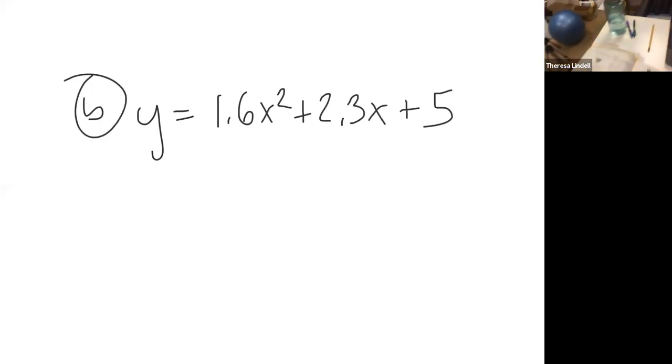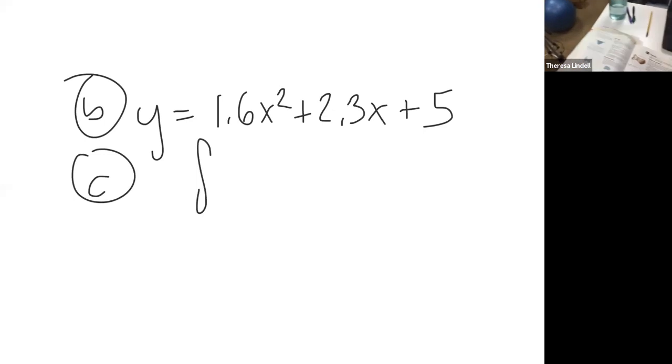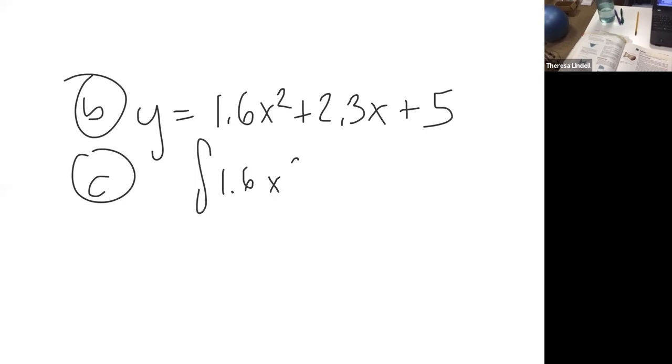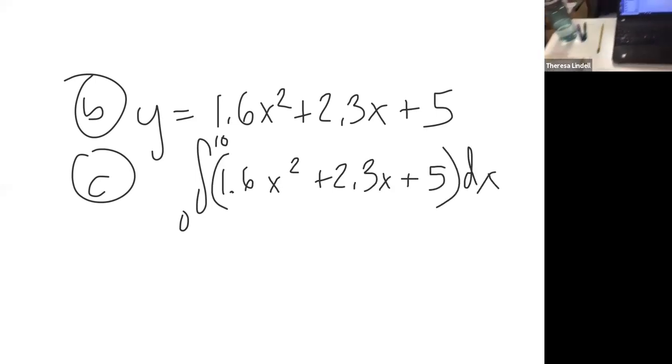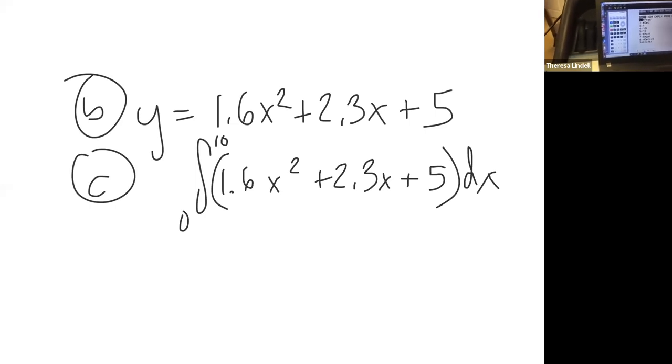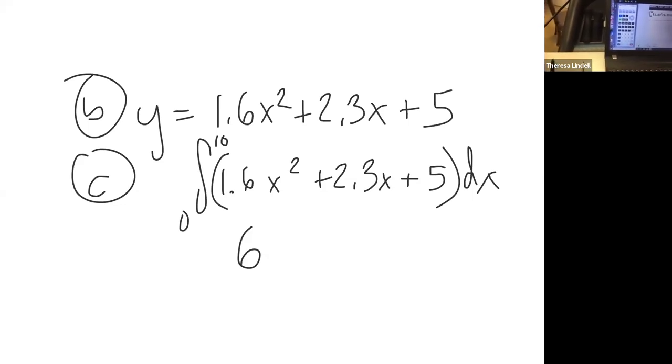And that's part B. Then part C wants you to integrate that from 0 to 10, over a 10-year period. So that we don't have to do this one by hand, since we had to do all this in the calculator anyway, I think we should use NINT. So I'm going to plug in 1.6x squared plus 2.3x plus 5 dx. And I get 698.3.